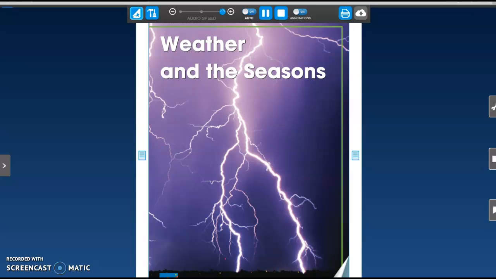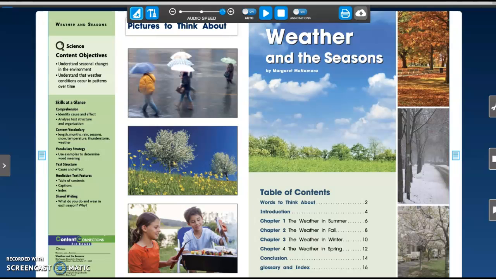Let's read a book. Follow along as I read. Weather and the Seasons by Margaret McNamara. Table of Contents. Words to Think About.